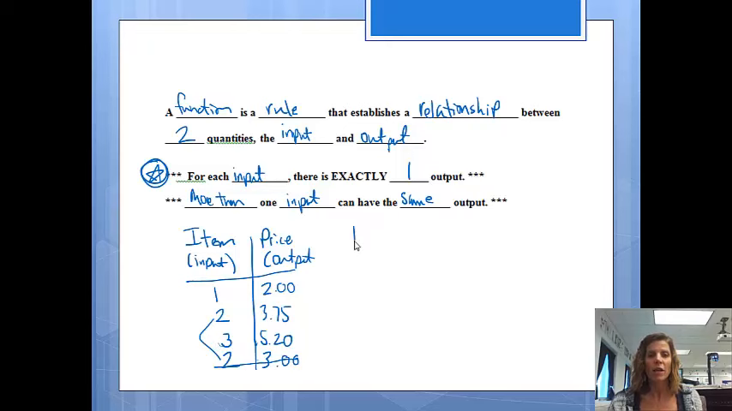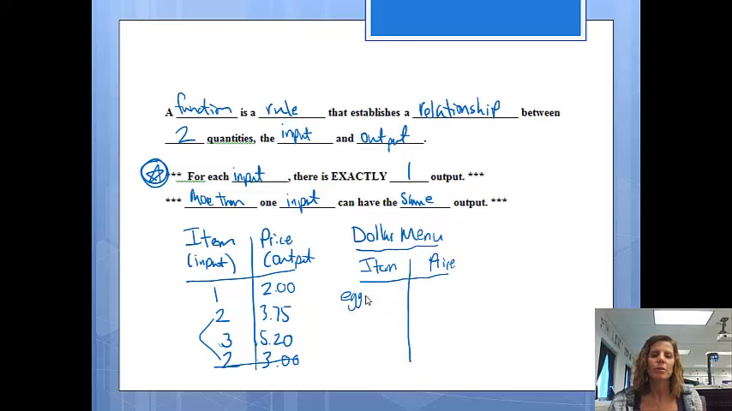Now I'm going to think about the dollar menu, and maybe it's $1.10 now or whatever, at McDonald's. We're still going to have the item be my input, and the price will be my output. It's getting close to Christmas time, so let's say I want an eggnog shake. An eggnog shake might be a dollar, well actually, that would not be on the dollar menu. Let me think of some things that would be on the dollar menu.